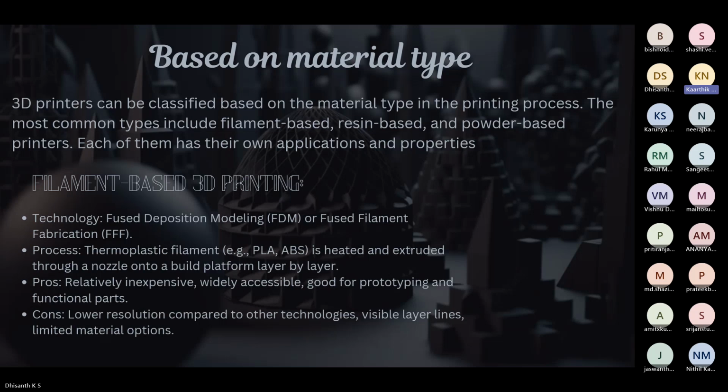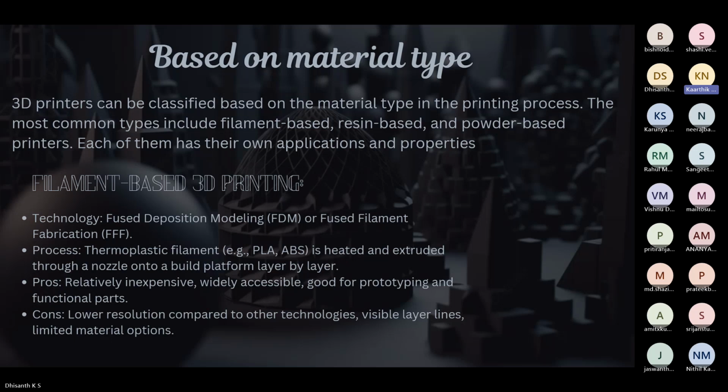Based on material type, 3D printers can be classified based on the material used in the printing process. The most common types are filament-based, resin-based, and powder-based. Filament-based 3D printing: the technology we use here is FDM and FFF. The process is that thermoplastic filament is heated and extruded through a nozzle onto a build platform layer by layer. When it is extruded, it comes out in a molten state, and when it's laid on, it gets solidified, through which we get a 3D model.